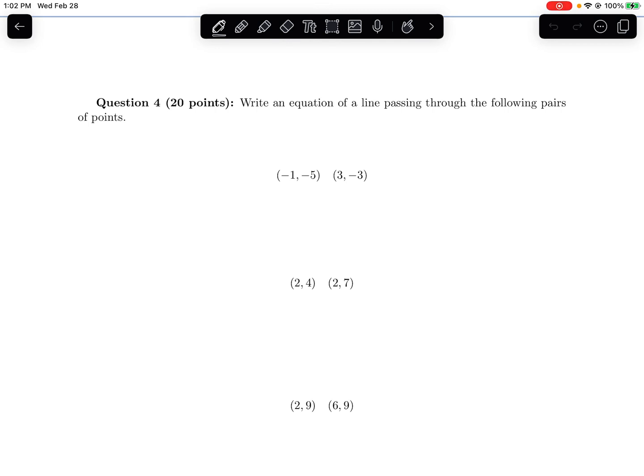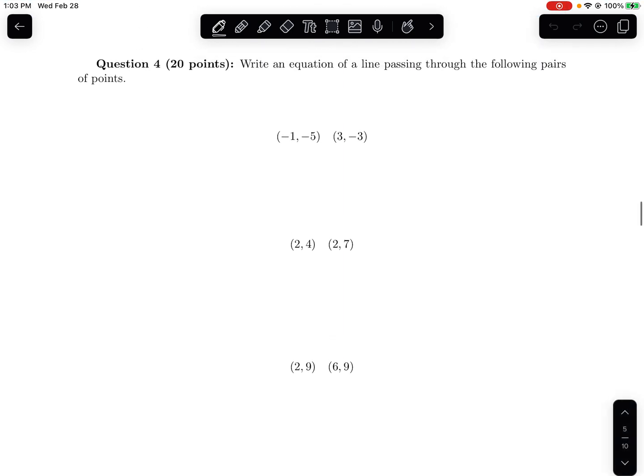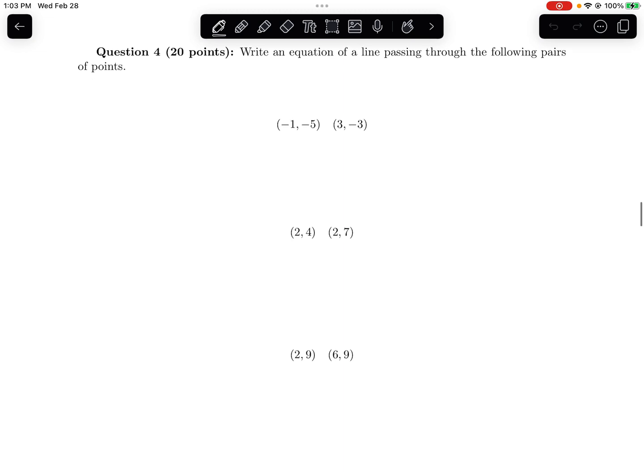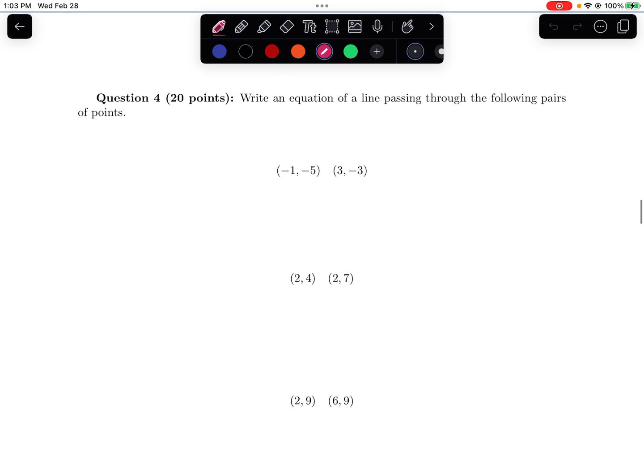So this is part 2 of going over the practice midterm. So let's go ahead and get started. Question 4 says we want to write an equation of a line passing through the following pairs of points. Let's first start by remembering the basic form of a line, or in this case, the slope-intercept form of a line.